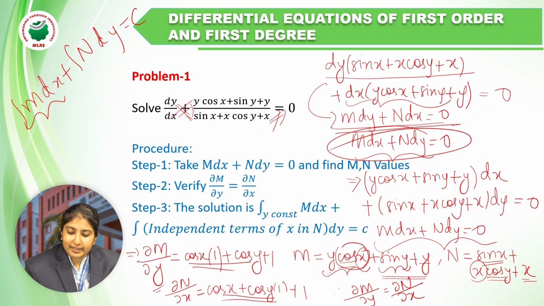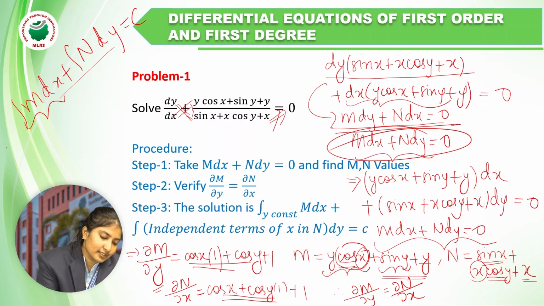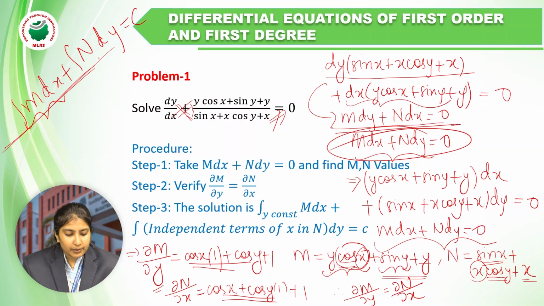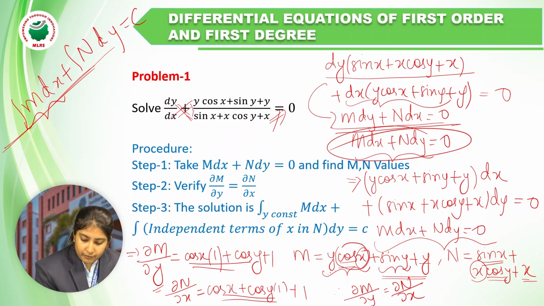Now once we have checked the exactness condition, what remains is just to find the solution. As I have written here, the solution is integral of M dx plus integral of N dy is equal to c. Now you already have your M, right? This is your M. So what I have to do is treat y as constant and perform my integration. When I perform integration, putting y constant, we throw y out.